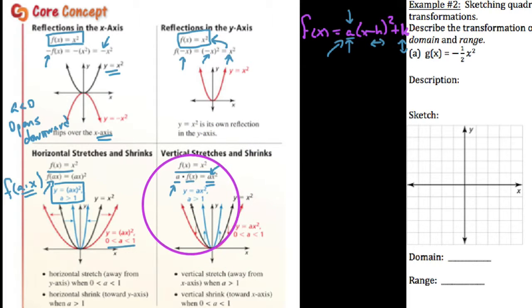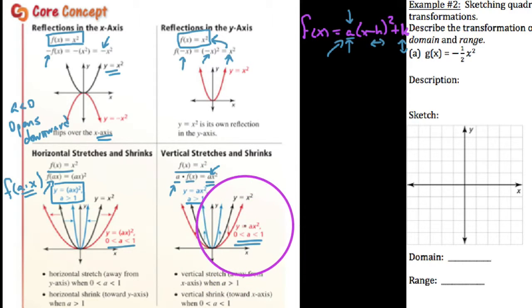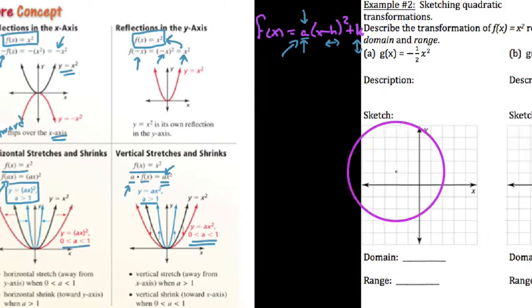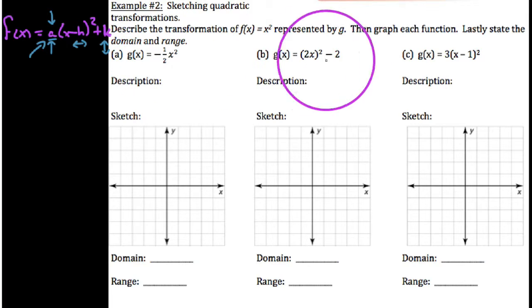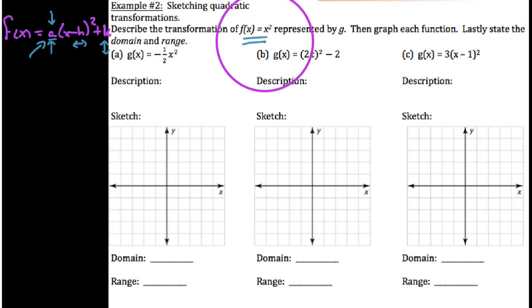And so if a is greater than 1, then we're going to get a vertical stretch away from the x-axis, whereas if a is some proper fraction in this y equals a x squared expression, we're actually going to shrink this, and that's what's listed down here. So for these three transformations, we're going to describe what the transformation is from the parent function, f of x equals x squared, that is represented by g. Then we're going to sketch the function very quickly, and lastly, we're going to state the domain and range.